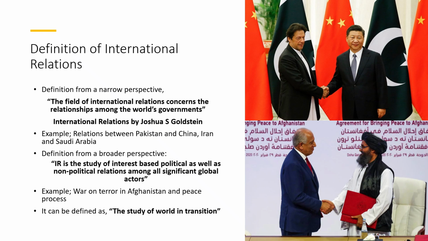We all know the different governments of the world. Pakistan is a country, Pakistan has its government, we call it the Pakistani government. Then India is a country, India has its government, China has its government, Saudi Arabia has its government, the US has its government. All the states in the world have their governments. So the relationship between two governments is covered in international relations. We study these relationships in the subject of international relations: between Pakistan and China, between Iran and Saudi Arabia, between Pakistan and USA, between Pakistan and India, between USA and India. We study all these relations in international relations.